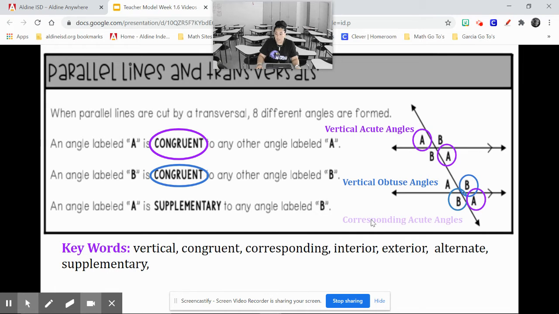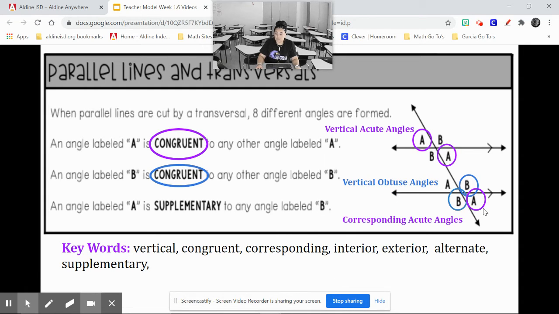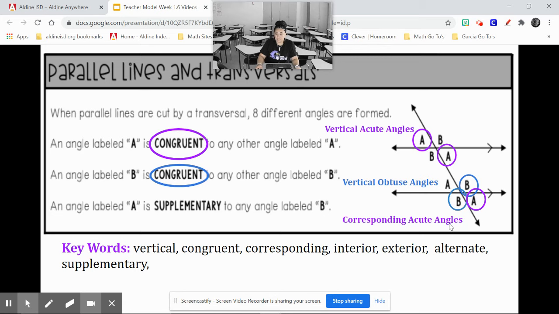When we have corresponding angles, that basically means angles that are in the same position. So if you notice, we have angle A corresponds with angle A here. They're in the same position, meaning if I cut this in half, I can take this bottom half of the line, place it on top of the top half, and that A would be in the same position. That means corresponding. And both of them are angle A, so they are congruent as well. So we call those corresponding acute angles.